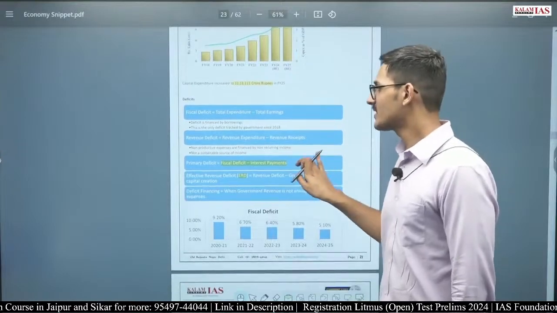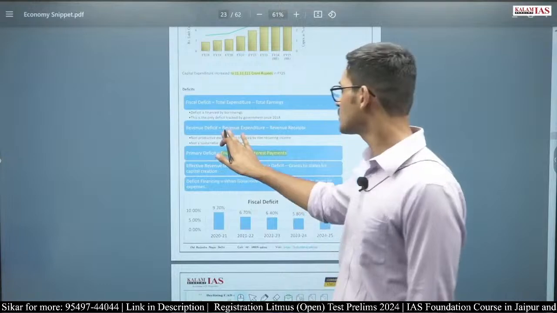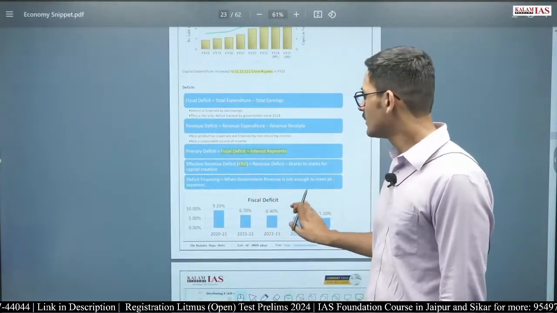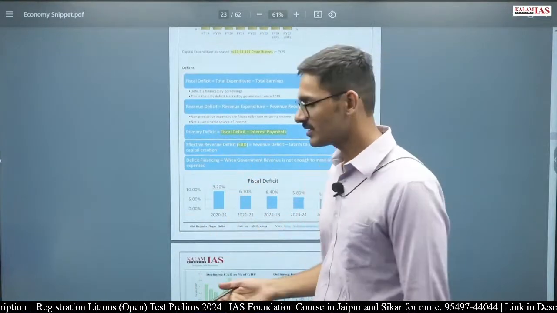Next is revenue deficit. Revenue deficit is basically revenue expenditure minus revenue receipts. Other than that, you do not need to know anything. Next is primary deficit. Now people get confused between primary deficit and effective revenue deficit.